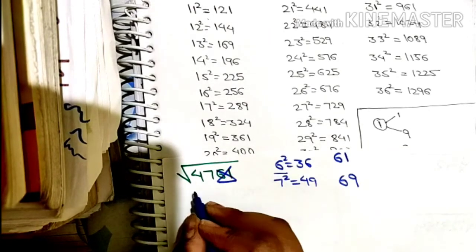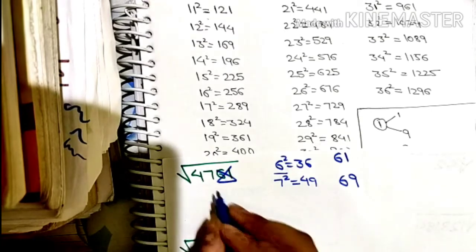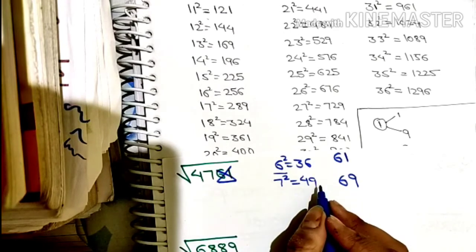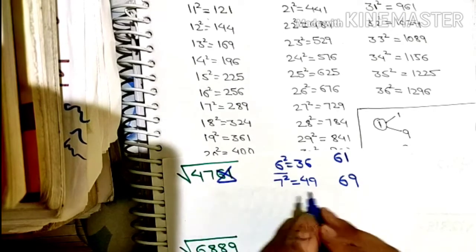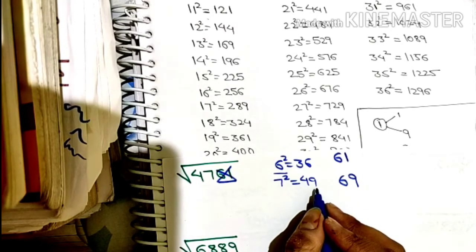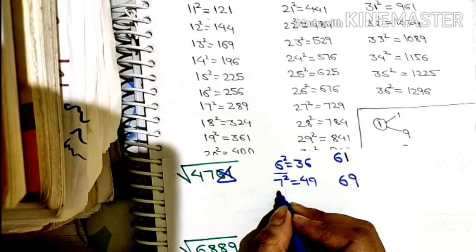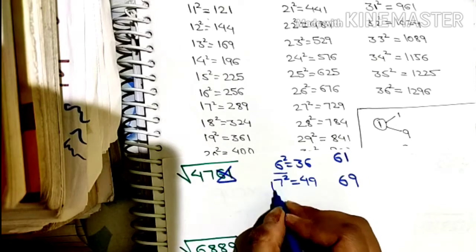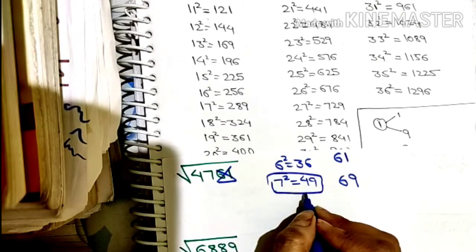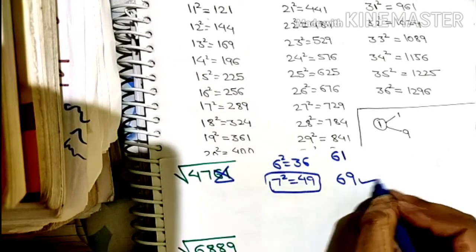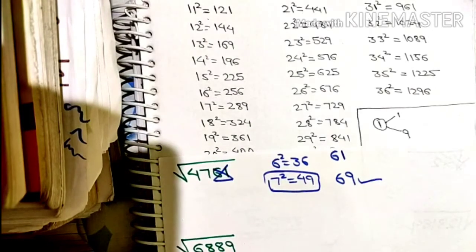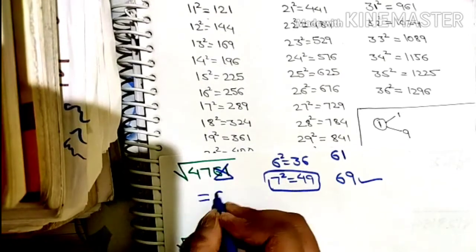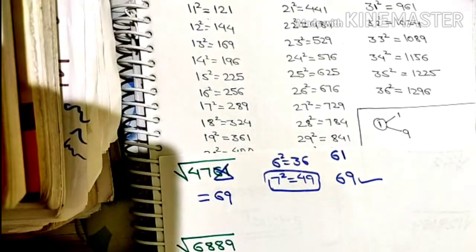After that we have to see which number 47 is closest to. 47 minus 36 is 11, and 49 minus 47 is 2. So 47 is closer to 49, which is the bigger number from 7 square. So we have to choose 69. We choose the bigger value, that means 69. So our answer is 69. Easy.